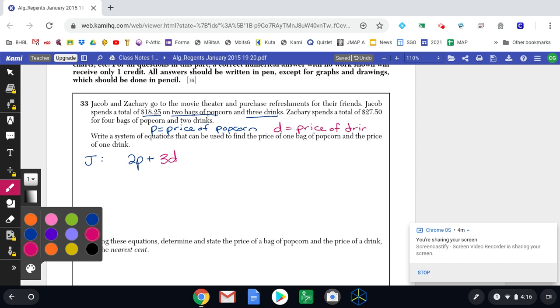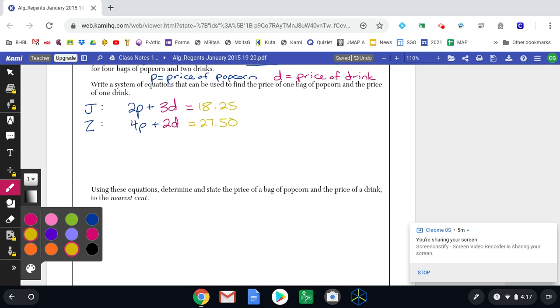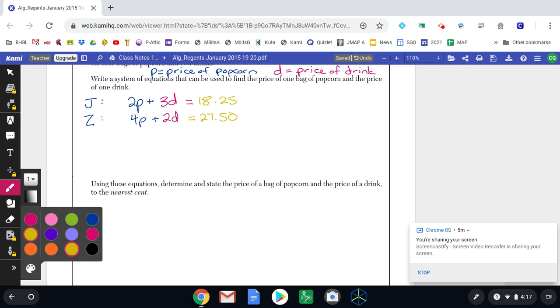And all together he spends a total of $18.25. So now let's talk about Zachary. Zachary buys 4 bags of popcorn and 2 drinks and spends a total of $27.50. So here's my system of equations. And now what I want to do is I want to somehow eliminate one of my variables so that I can find the price of this to the nearest cent.